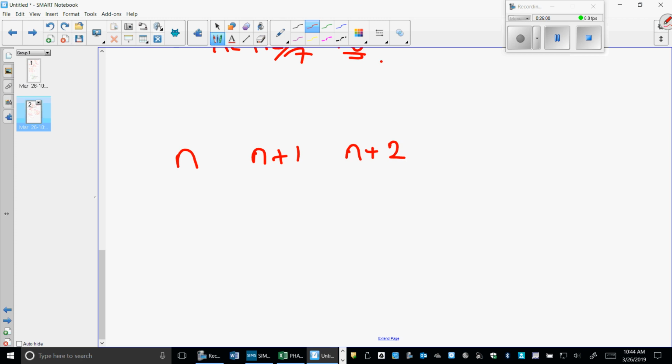Are we happy that they are consecutive numbers? And remember, this could be anything. But this is the one that's going to be directly after it. This is the one that's going to be directly after that. Okay, so n plus 1, n plus 2.